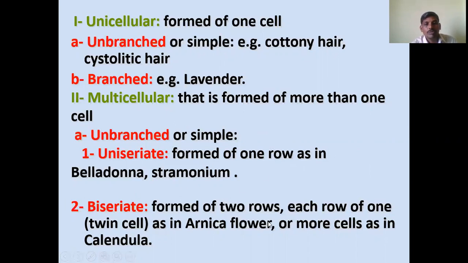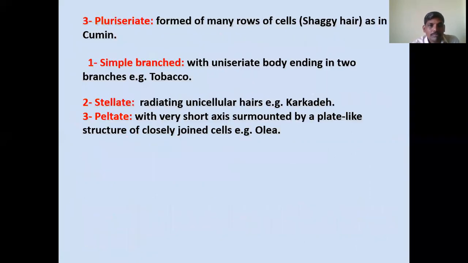Biseriate means formed of two rows of cells, each row of twin cells as in arnica flower, or more cells as in calendula. Pluriseriate means many rows of cells, that is shaggy hairs as in cumin. Simple branched uniseriate hair ending with two branches, for example tobacco. Stellate means star-shaped or radiating unicellular hairs. Peltate means with a very short axis surrounded by a plate-like structure with closely joined cells.